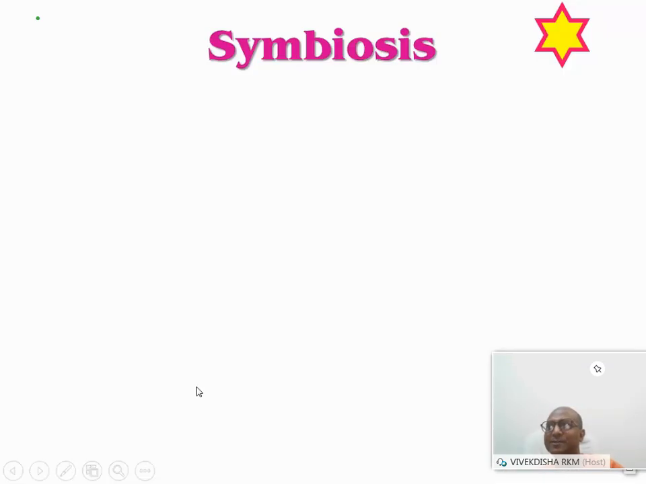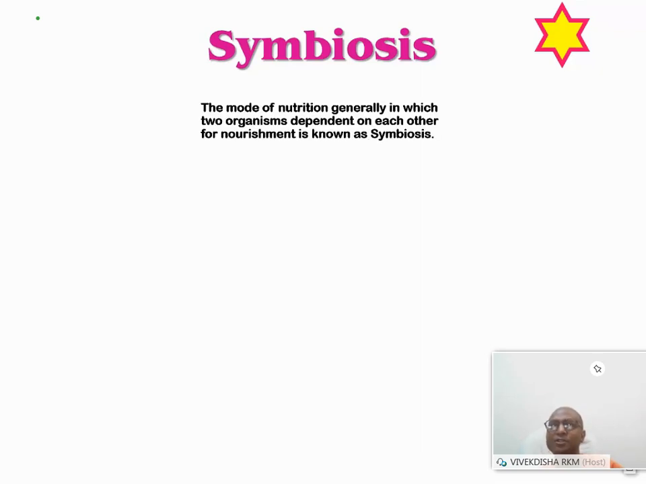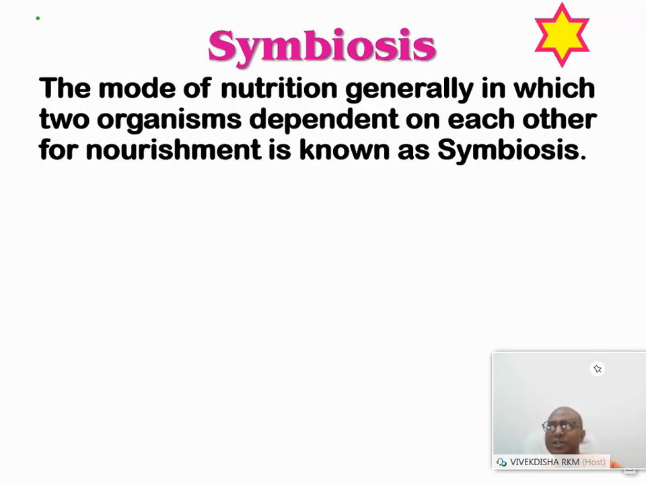So symbiosis: sometimes for food nourishment, both can help each other, or at least one gets the benefit. The symbiosis mode of nutrition is generally found when two organisms are dependent on each other, or at least one is dependent on another for nourishment. So this is your symbiosis, from the definition also.